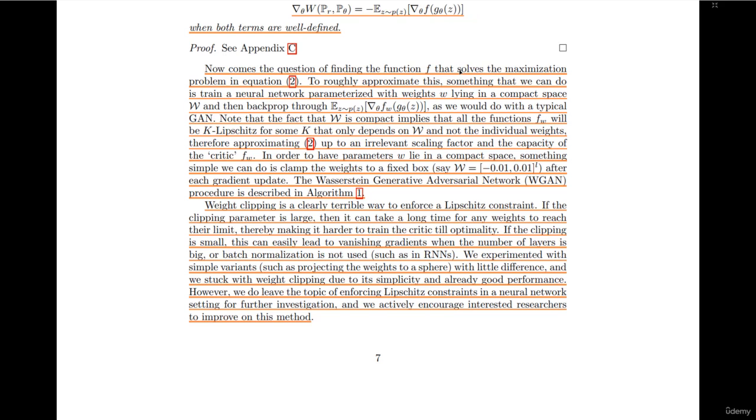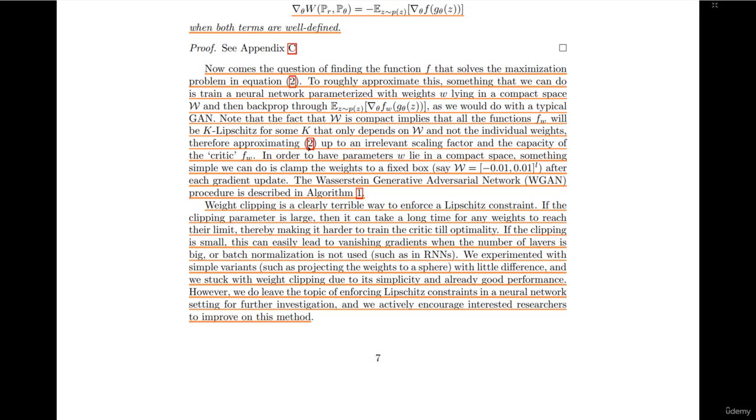Now comes the question of finding the function f that solves the maximization problem in equation 2. To roughly approximate this, something that we can do is train a neural network parameterized with weights W lying in a compact space big W, and then backprop through the expectation of the gradients of f of G theta of Z, as we would do with a typical GAN. Note that the fact that W is compact implies that all the functions f_w will be K-Lipschitz for some K that only depends on big W and not the individual weights.